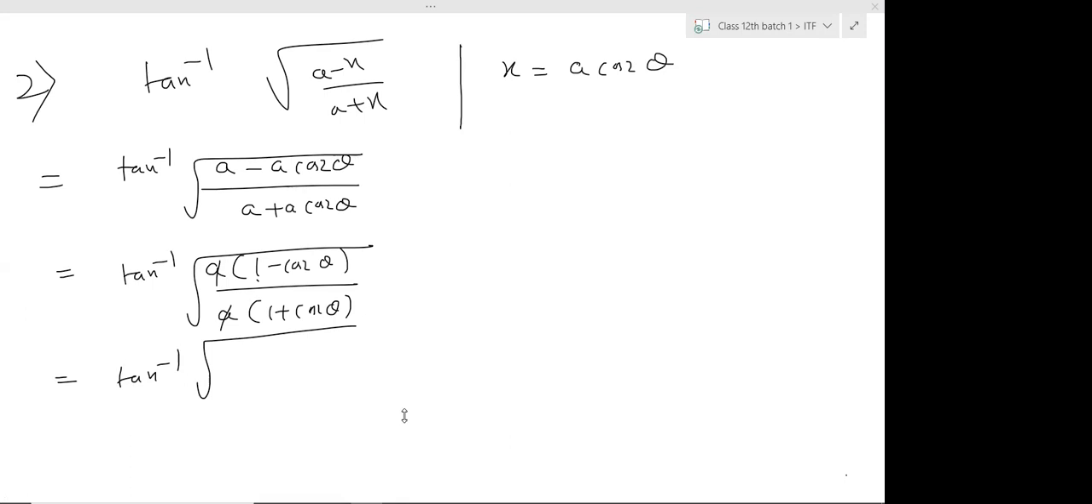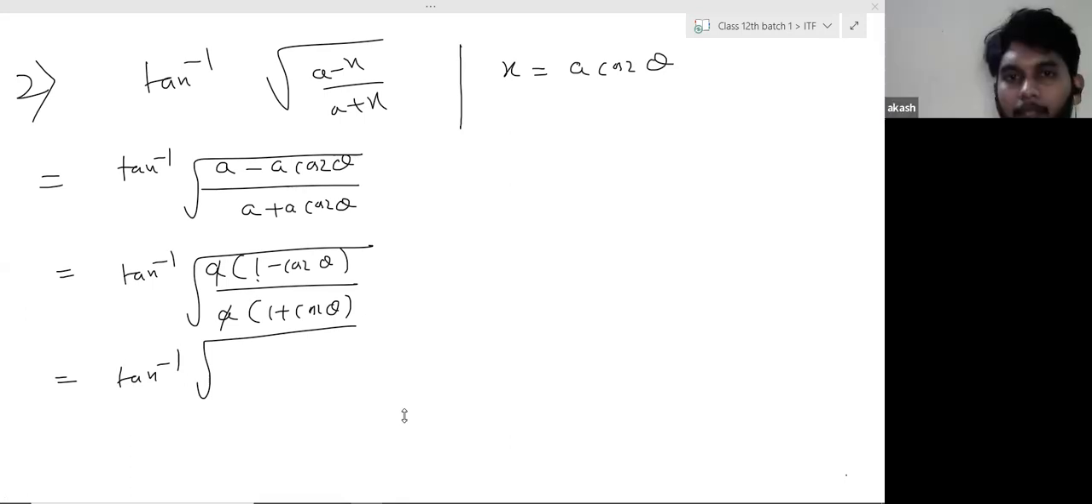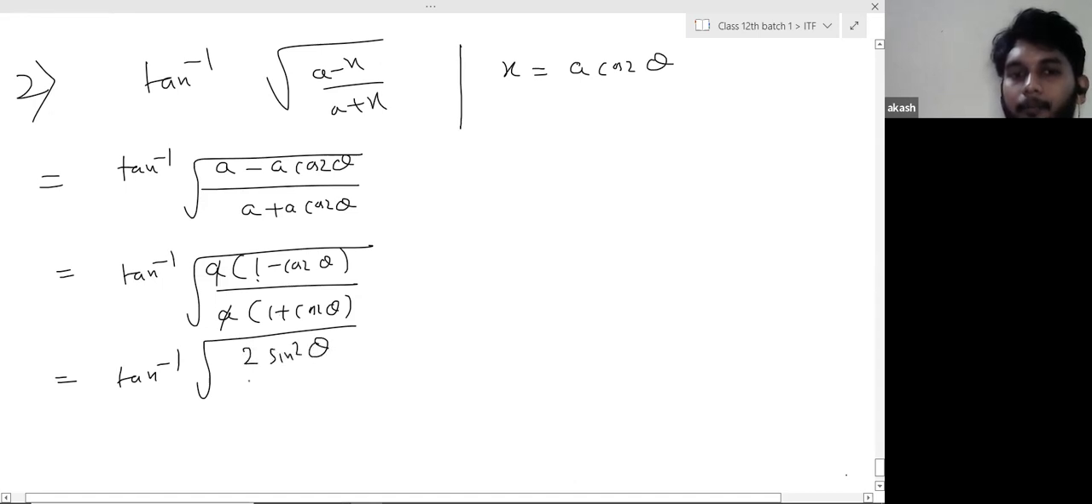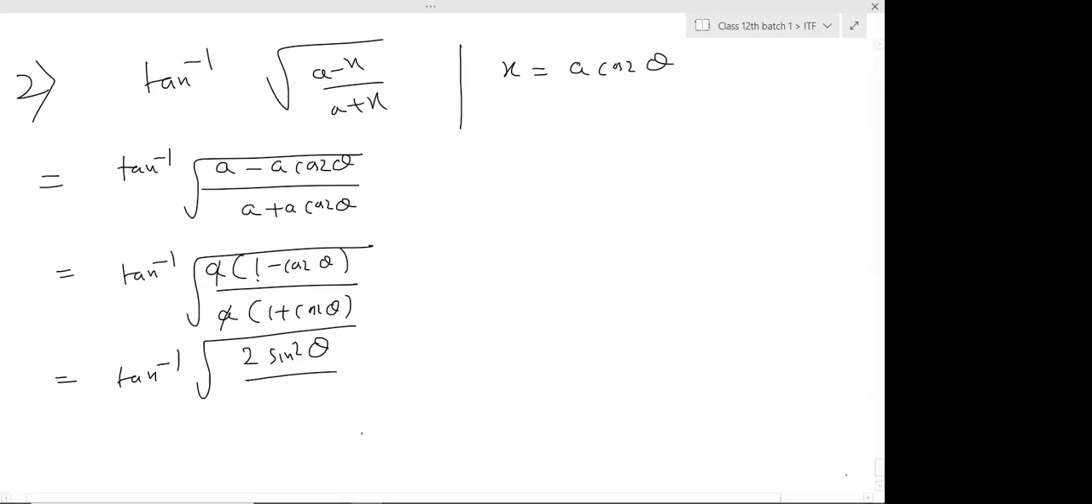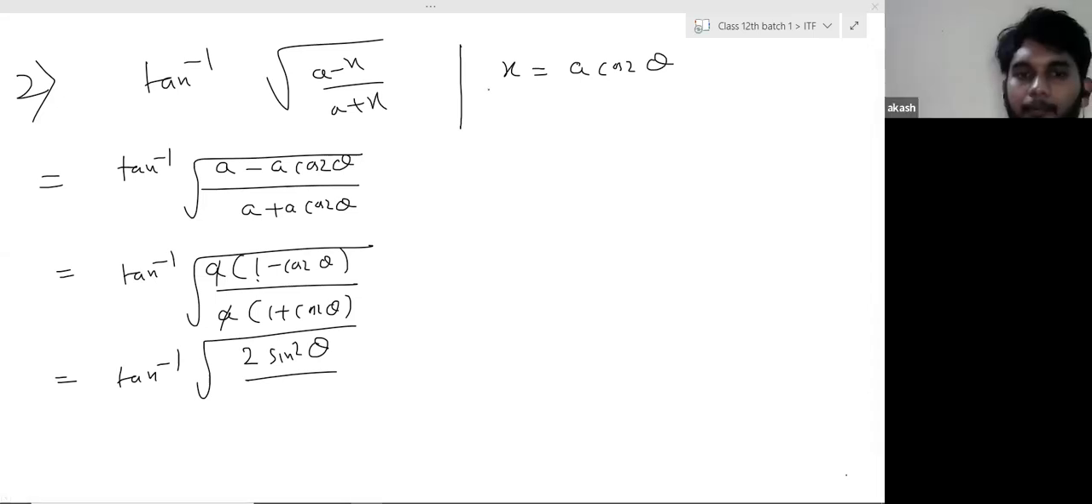Sir, 2 sin square theta. 2 sin square theta. Absolutely right. Ishan, remember this half angle formula, very important. Everywhere you go, you will have to face this half angle formula. So 1 minus cos 2 theta is 2 sin square theta, and 1 plus cos 2 theta is 2 cos square theta.